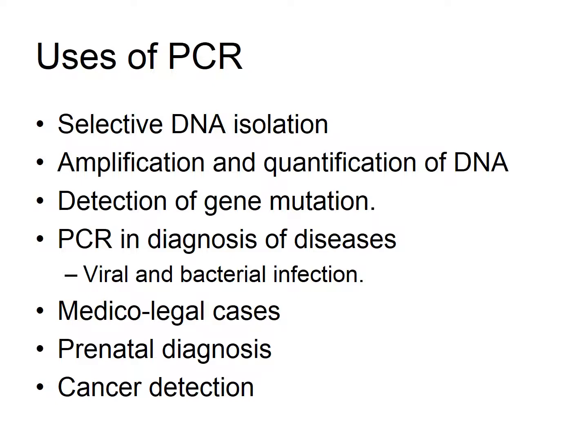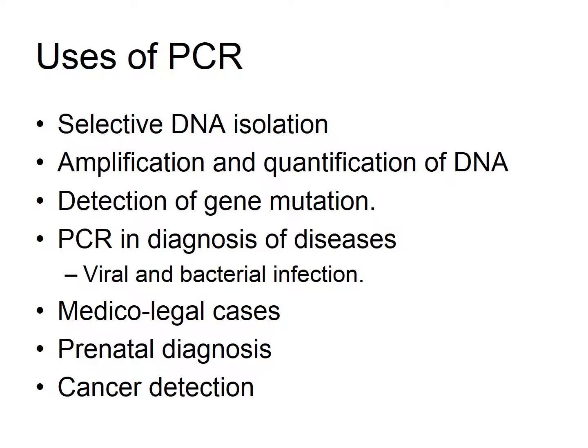So what you can do with PCR is you can selectively isolate a DNA sample, and to study it you can amplify and quantify this DNA. You can also study gene mutation. You can take a sample of DNA and make enough copies of it, and compare these copies with various control groups to study genetic mutation.